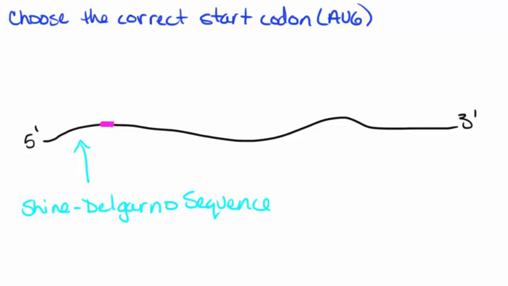Eukaryotic cells have their own sequences that they're looking for, and these are what we call Kozak's rules. These help us figure out, again, where is that first start codon that we want to really begin our whole polypeptide synthesis with.